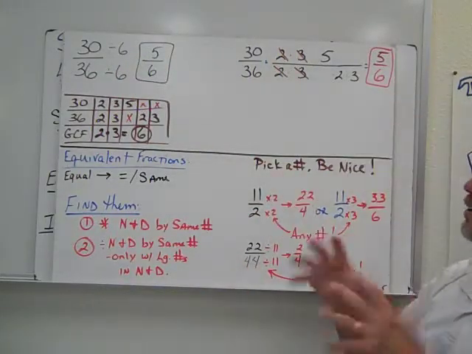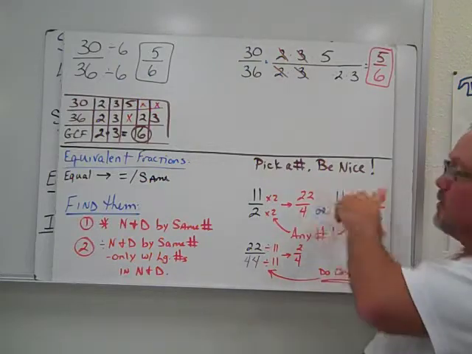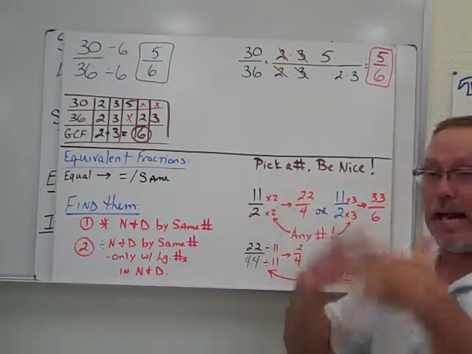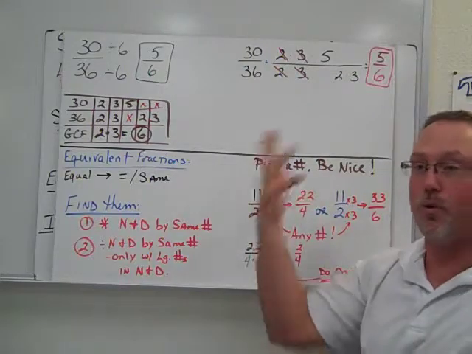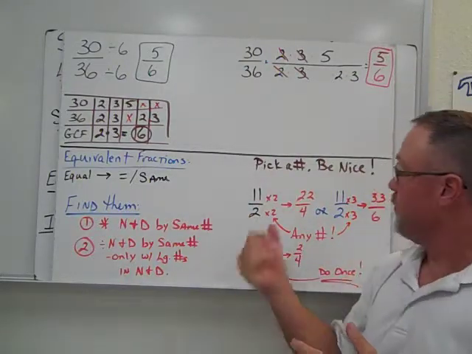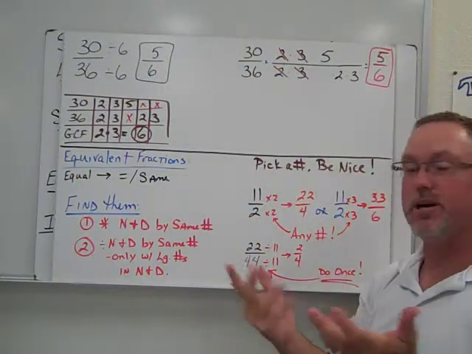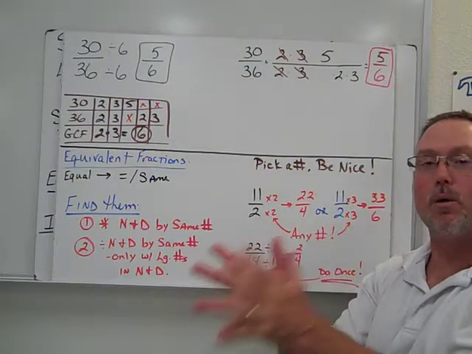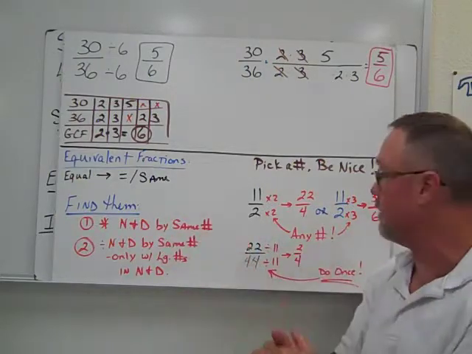So what you want to do is pick a number, but you want to be nice to yourself. I mean, I could pick any number I want, but I'm not going to pick 4,350. I'm going to pick a 2, a 3, a 4. I don't want to multiply by 1 because it's the same thing. It's not going to give me anything.